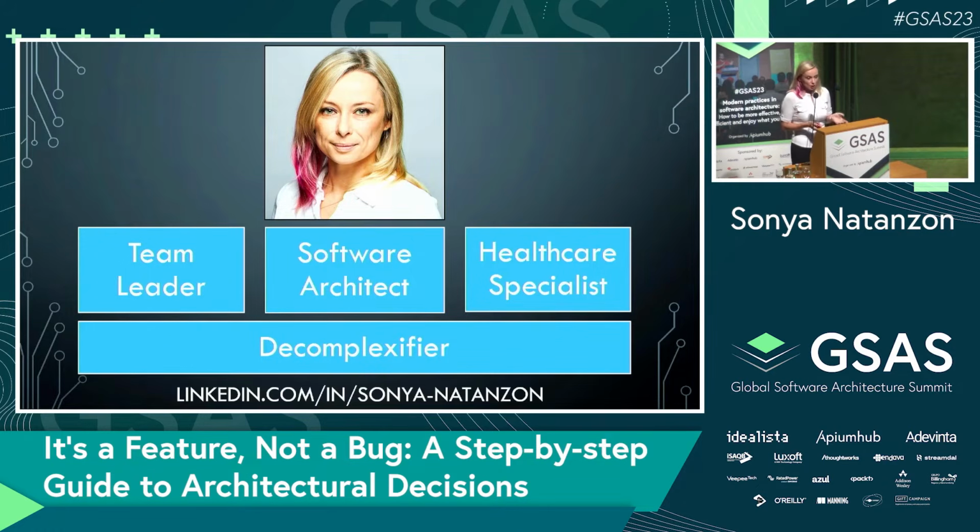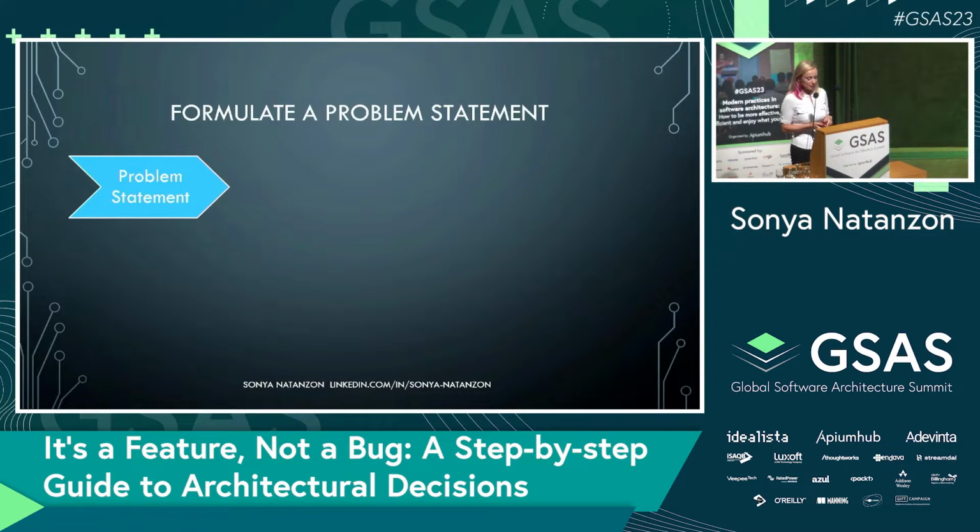So without further ado, let's decomplexify architectural decisions by breaking them down into 8 easy steps, starting with the first one, which is formulating a problem statement.